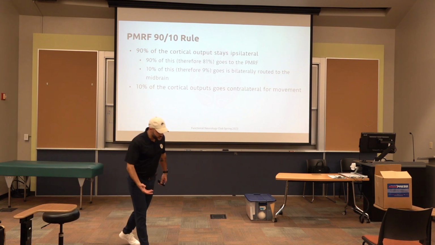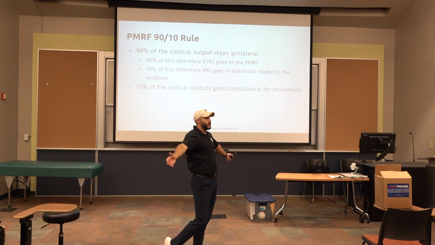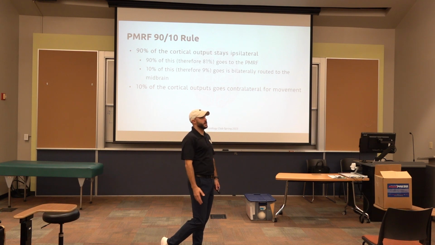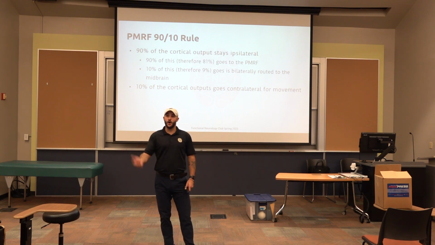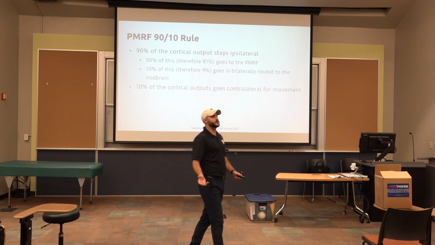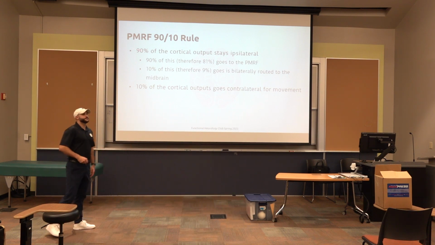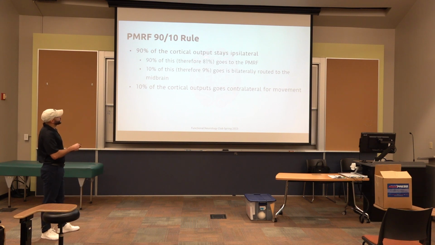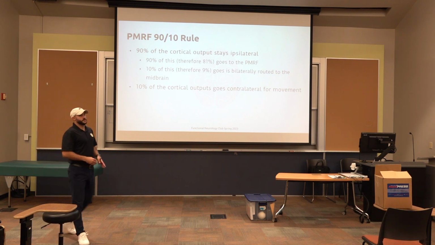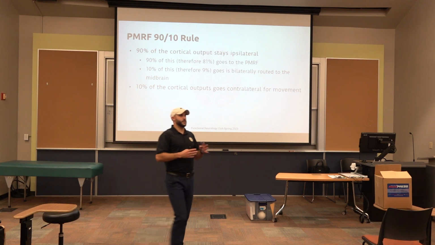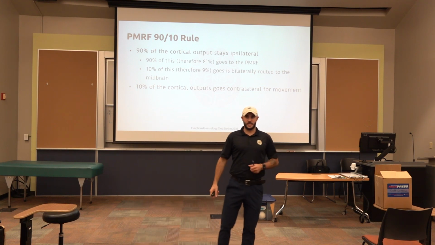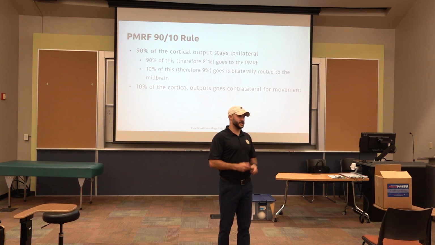So that means that every time we activate our cortex, we're getting bilateral output. But mainly our cortex is activating the same side of our body. We always think the cortex activates the other side of the body because of movement, and we use a lot of movement in functional neurology. But the reality is 90% of this cortical output stays ipsilateral. 90% of that, so 81%, goes to the PMRF. 10% of this goes bilaterally to the midbrain to stimulate dopamine production to keep the midbrain stimulated and intact sympathetically. Cool? Does that make sense?